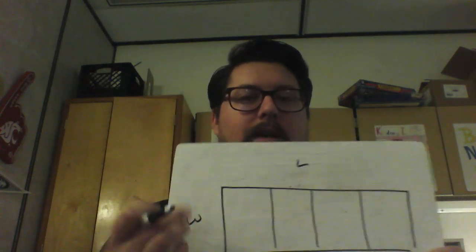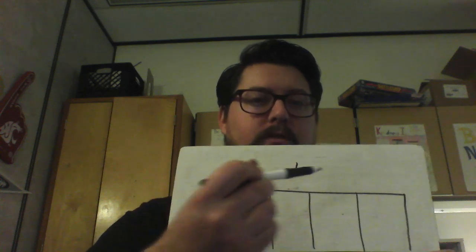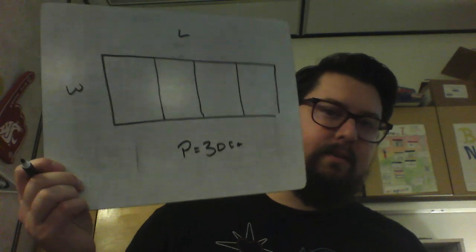Okay, so I know that my width is a number. I don't know what it is yet, but I know that it takes 4 widths to make my length. So my width is going to equal a number. My length is going to be 4 of those numbers put together. What I know is the total perimeter equals 30 feet.